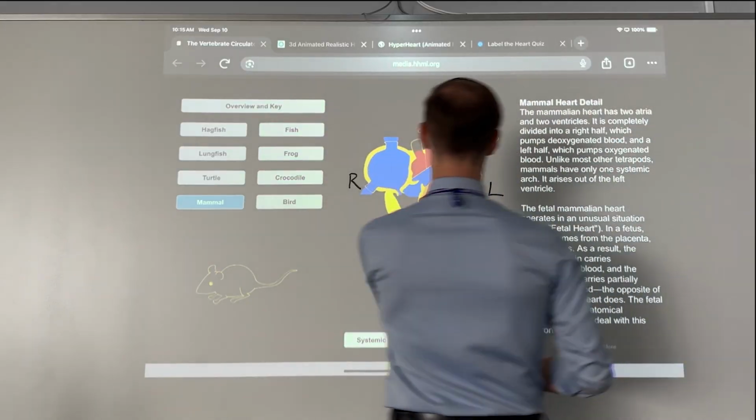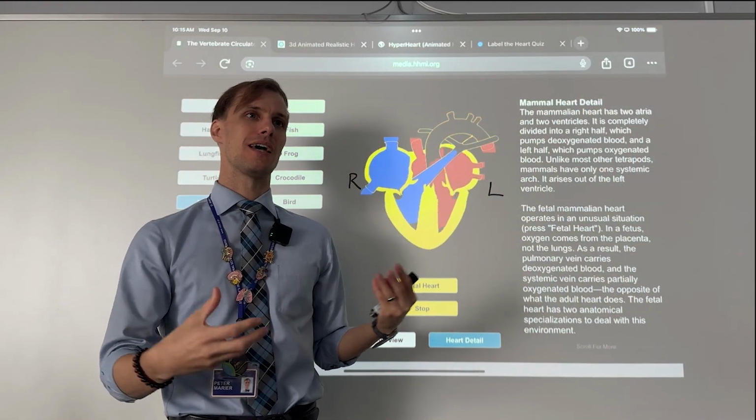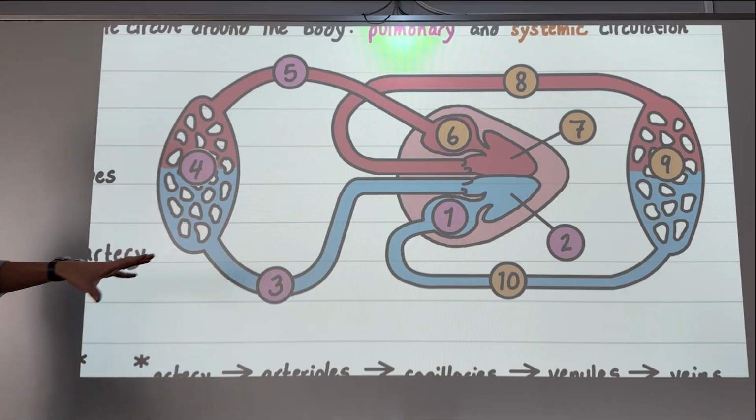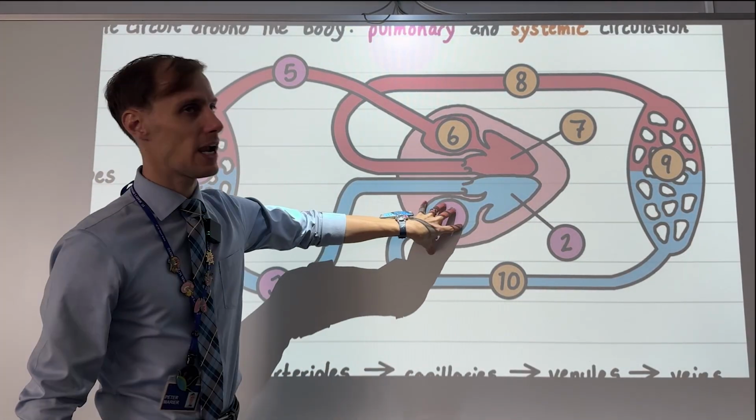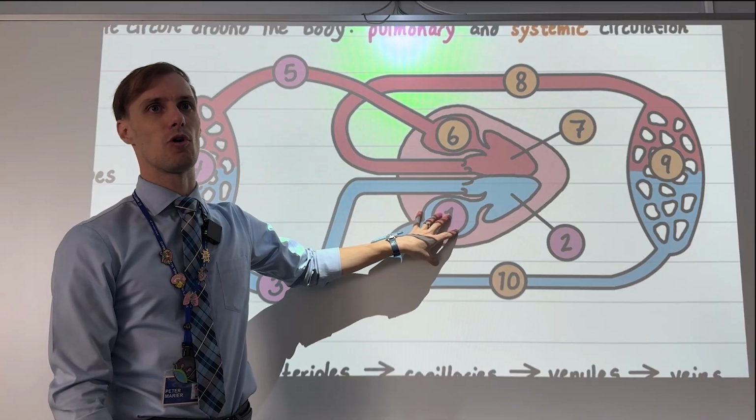So you have to imagine organs as if they're in you, if that makes sense. So we have the right atrium. The right atrium has collected deoxygenated blood from the whole body.